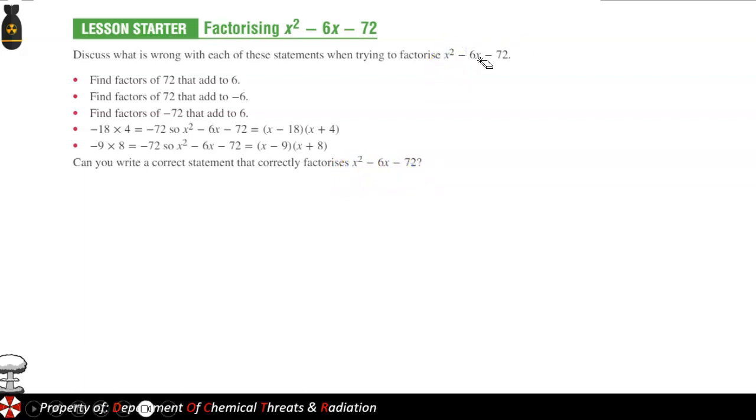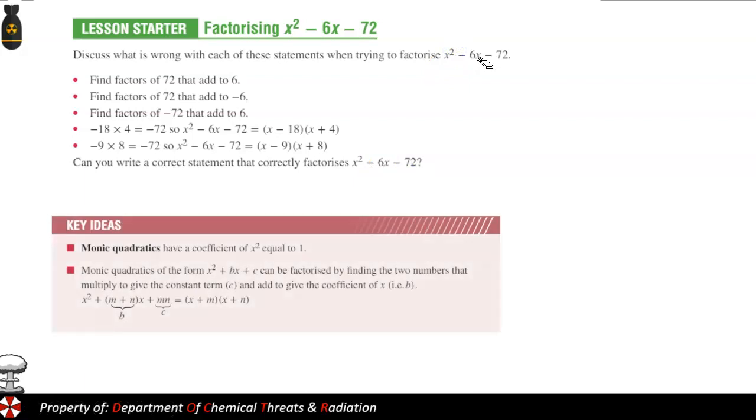So the key ideas relating to this is that a monic quadratic is something that has a coefficient of x squared being 1. It doesn't have a number in front of it. So a monic quadratic will always have a coefficient of 1. That's one of the key ideas here.